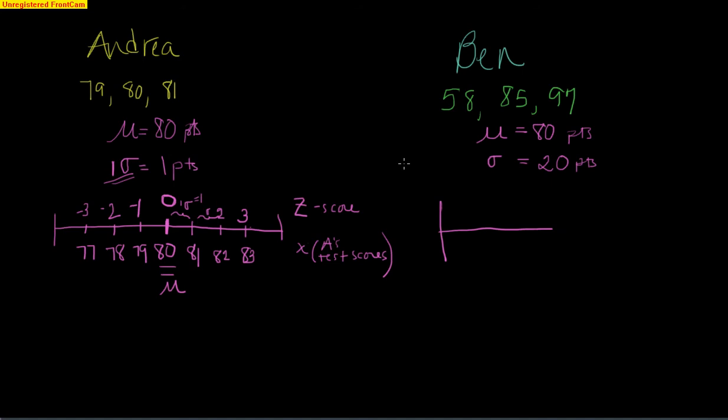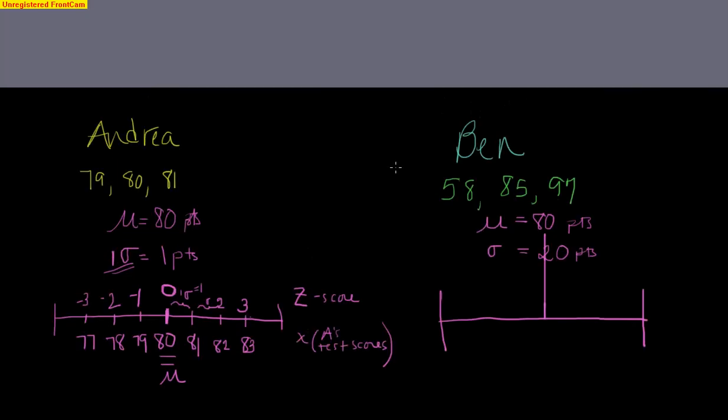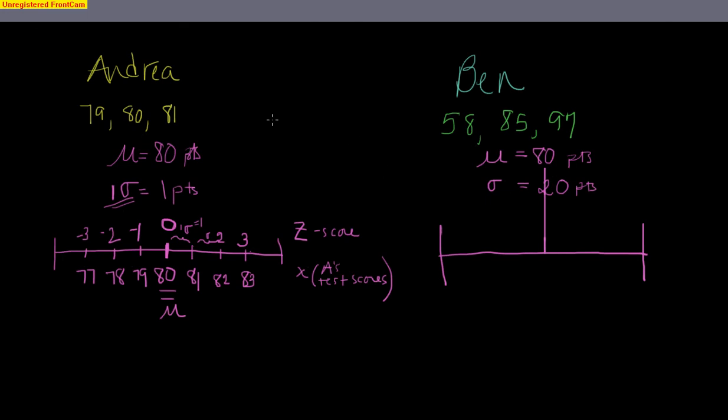Okay. All right. Let's go over here now and do the same thing for Ben. See how they differ. Okay. So again, our center is going to be at the mean. So here we go. For Ben, the center is also 80. That's the mean. Okay. And this is again x, but now x has a different meaning. These are Ben's test scores, not Andrea's, Ben's test scores.